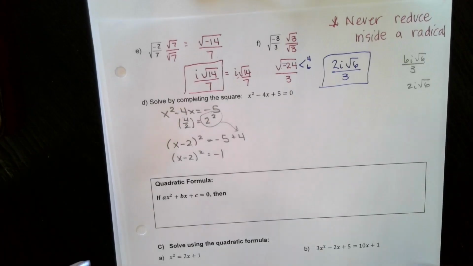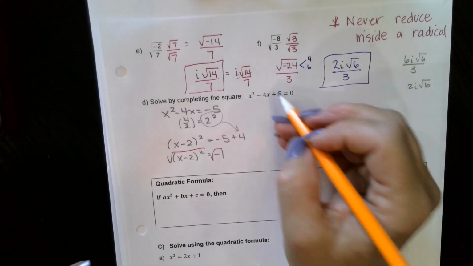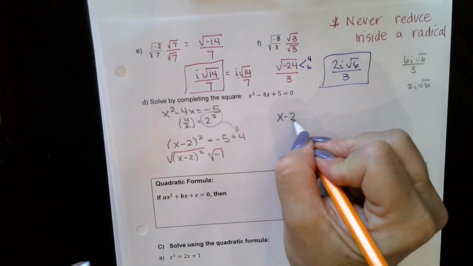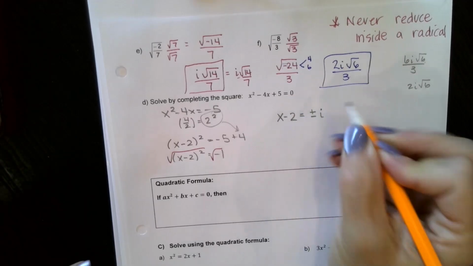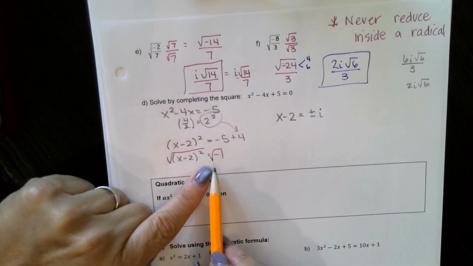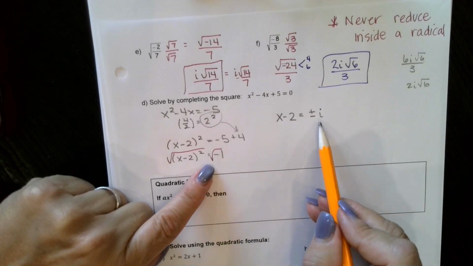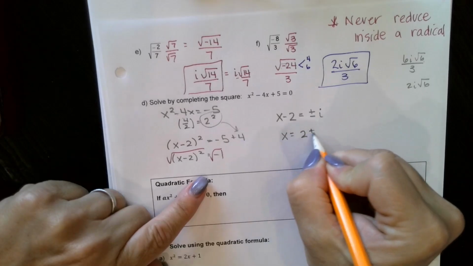All right, so my next step here is to take the square root. So this gives me x minus 2 equals plus or minus i. When I took the square root, remember I still have my positive and my negative values, but the square root of negative 1 is i. So when I move this over, x equals 2 plus or minus i.